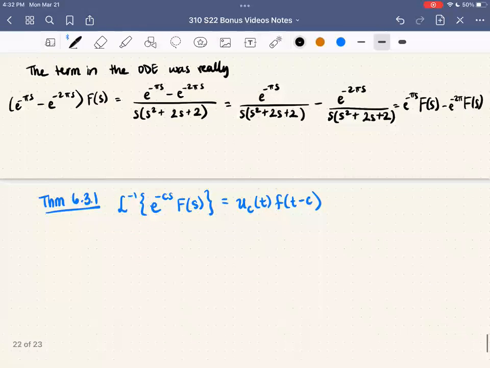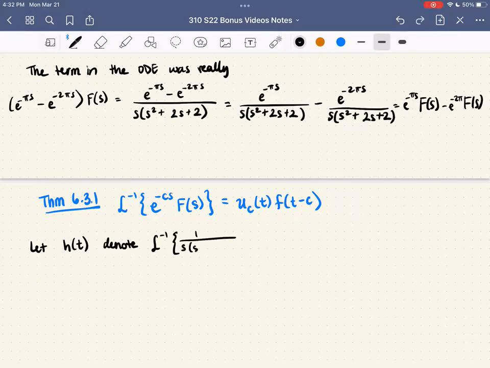Okay. So in this case, let's let little f of t, actually, that's probably not great notation because I already used f earlier. I used f as our right-hand side function. I'll just use little h. Let's let little h of t denote the inverse Laplace transform of that function we just took the inverse of. So 1 over s times s squared plus 2s plus 2. Say that's our inverse Laplace transform.